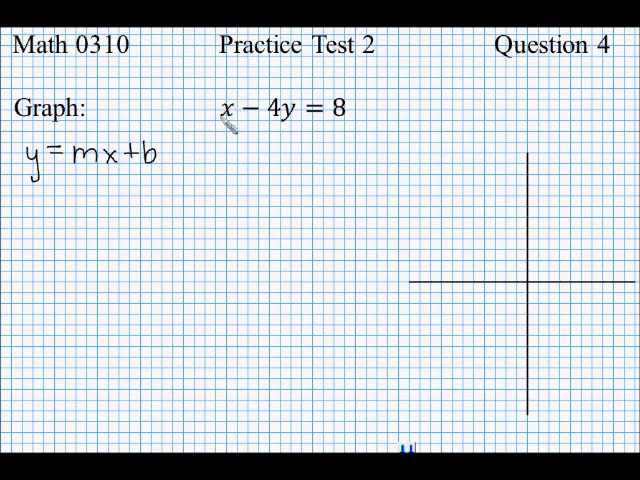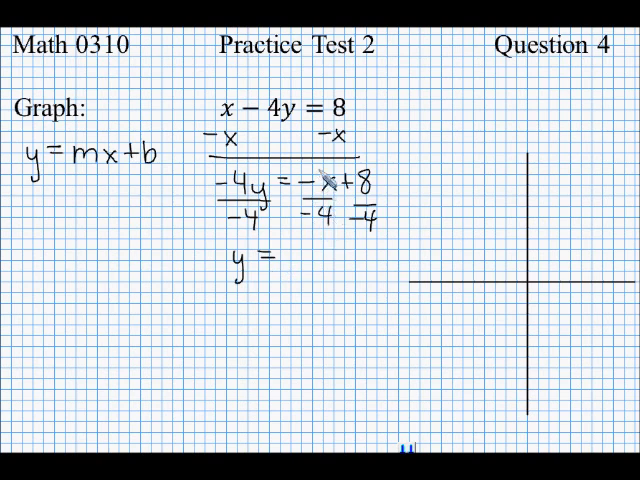So we need to get rid of this positive x here, so we're going to just subtract that x from that side, and then from the right side. So here we're left with just a negative 4y equals negative x plus 8. And now we have negative 4y, so we want to divide by negative 4. Divide each thing over here by negative 4 as well. And so we're left with y equals, which is what we want.